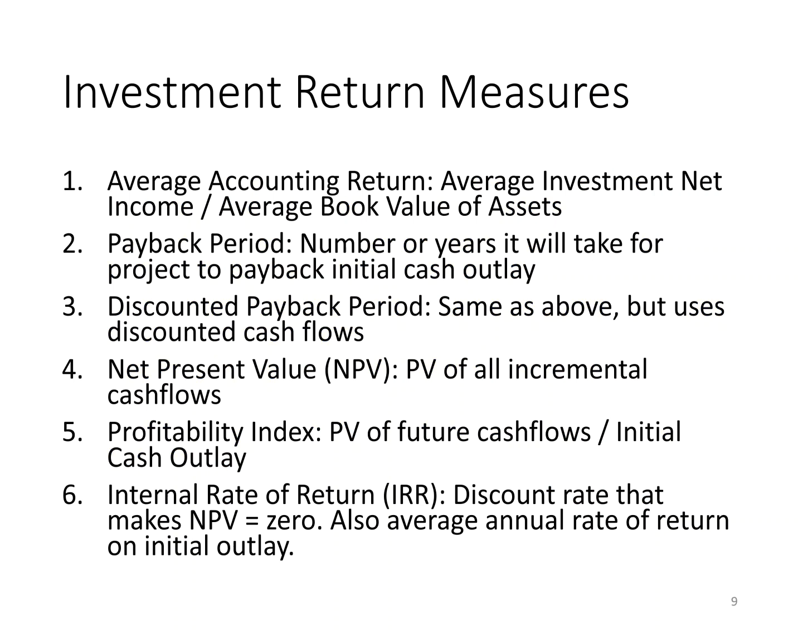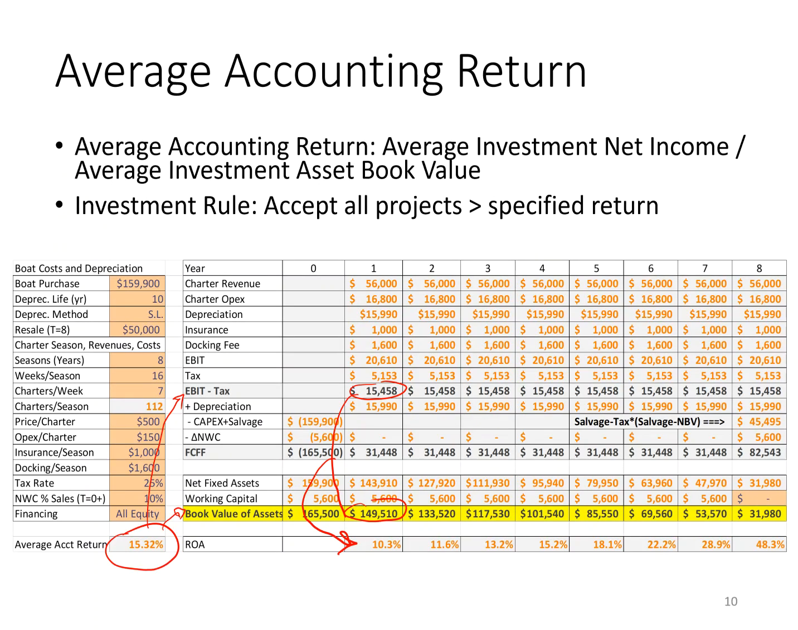So the measures we're going to do are average accounting return, payback period, discounted payback period, net present value, also called NPV, profitability index, and the IRR or internal rate of return. So we'll start with the average accounting return.